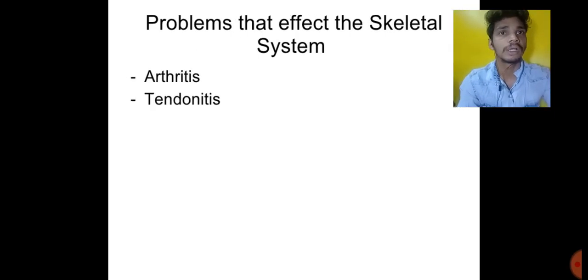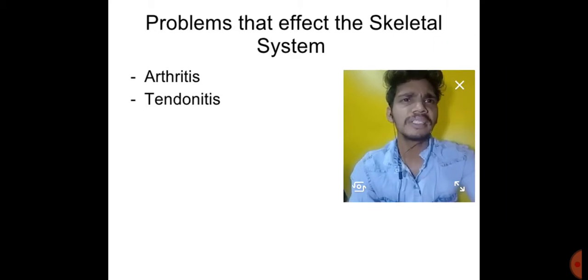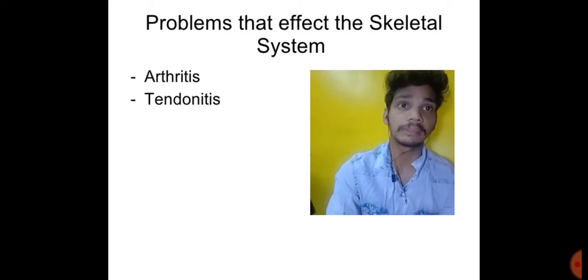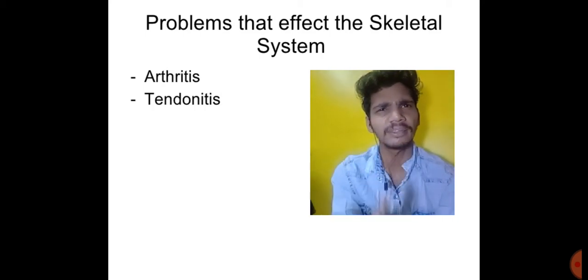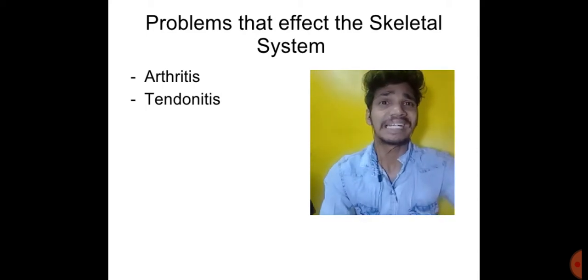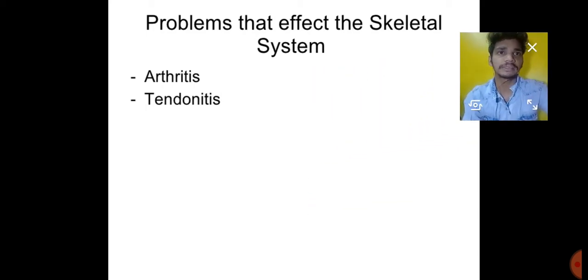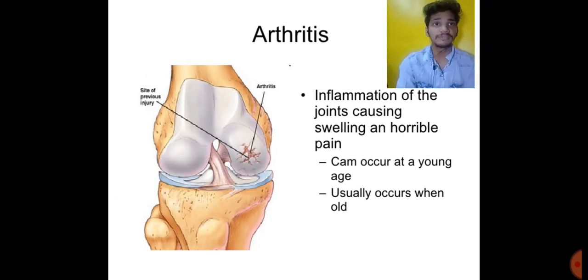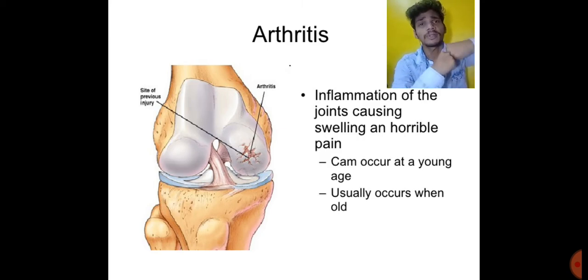This is very important. Now let's talk about the problems that affect the skeletal system: arthritis and tendonitis. So what is arthritis? Arthritis is the inflammation of a joint causing swelling and horrible pain. Those who suffer from arthritis have a lot of pain because in that joint, if there is inflammation, definitely there is a problem in locomotion, a problem in the movement of the bones.